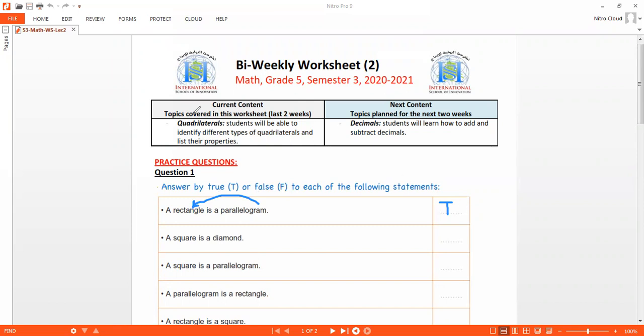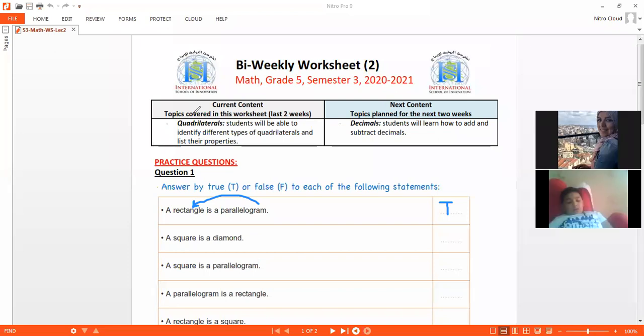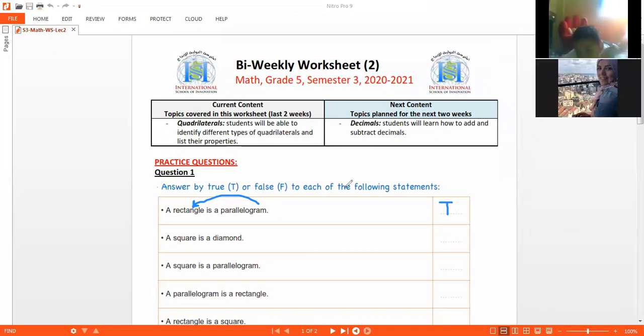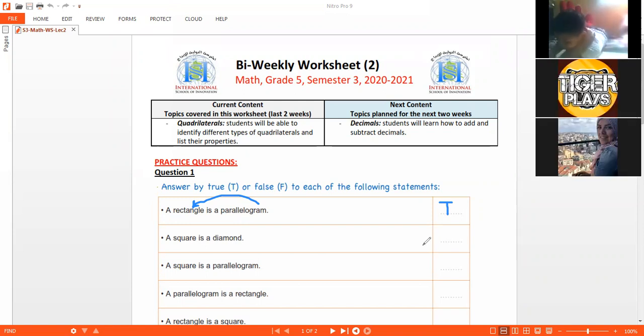Thank you, Mahdi. Now I'm choosing you randomly, okay? All of you will have a turn, but I'm choosing you randomly. Yalla, Majid, it's your turn. So they are telling us that a square is a diamond. Do you know what's the meaning of a diamond? It's the rhombus, right? Yes. Okay, so tell me, is a square a diamond? True. Very good, Majid.